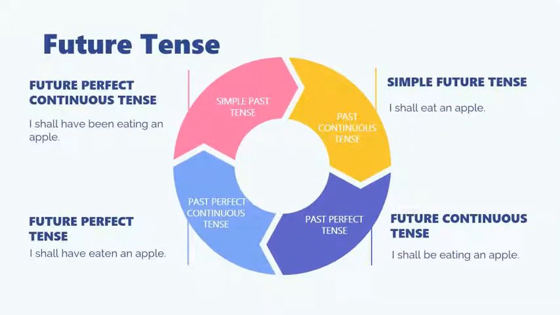Now let's learn about future tense. Future tense again has 4 forms. Simple future tense, future continuous tense, future perfect tense, and future perfect continuous tense.